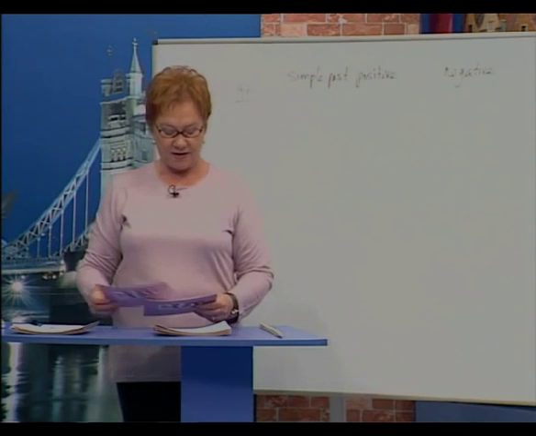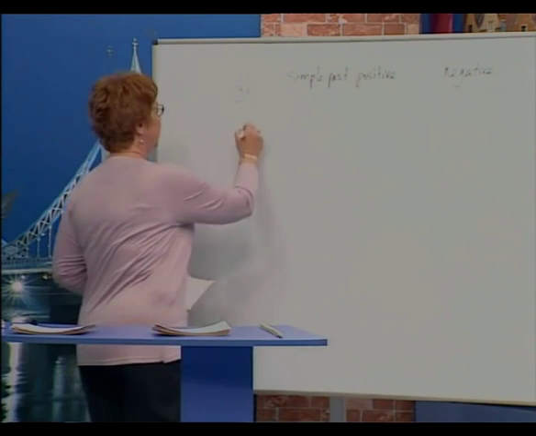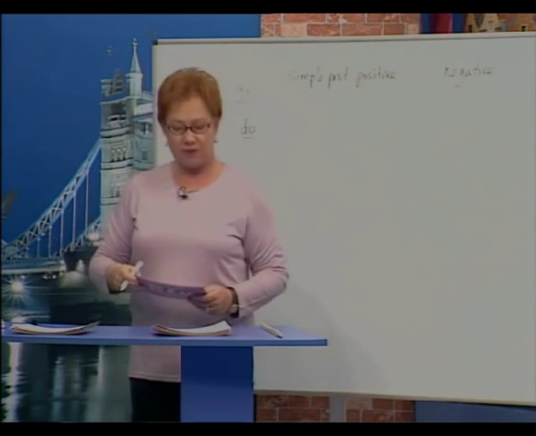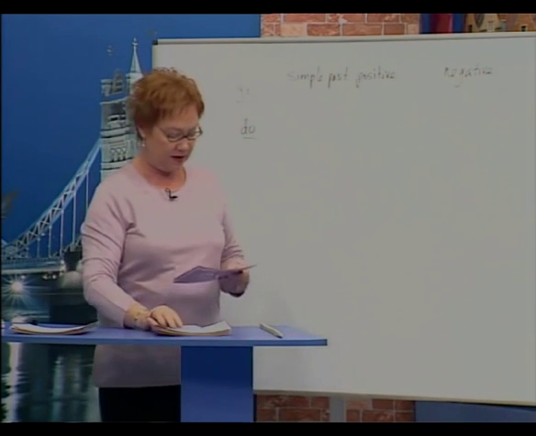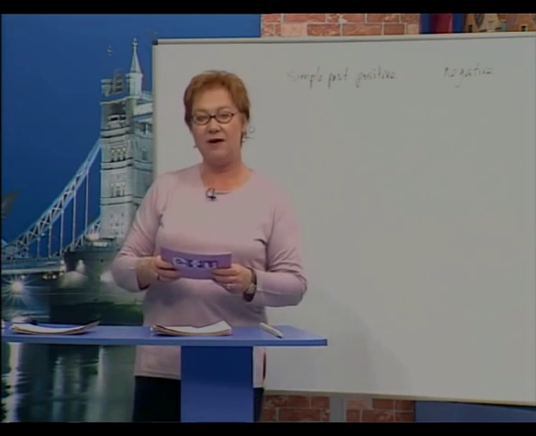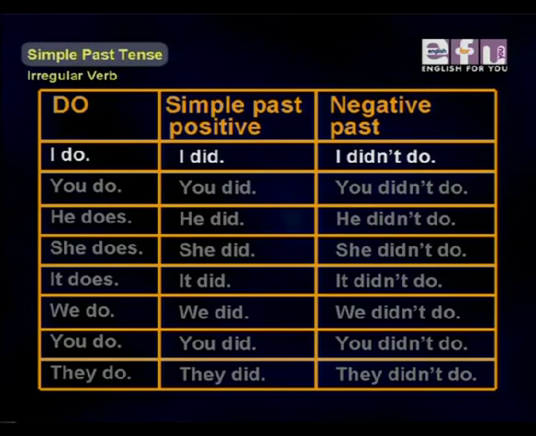Okay? Now, the next one that we're going to look at is do. Do is very important because it's a helping verb. So let's look and see again at the simple past positive and the negative. So here we go. I do. I did. I didn't do.